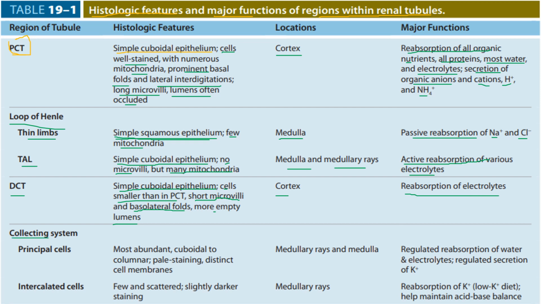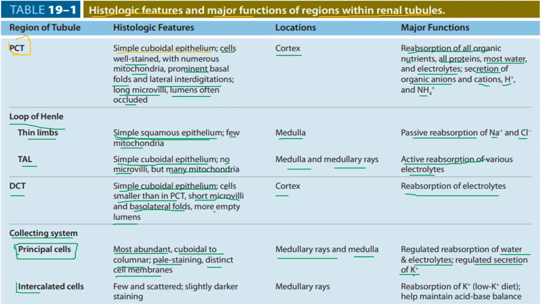Now we'll talk about the collecting system. It has principal cells, which are most abundant, cuboidal to columnar, pale staining, with a distinct cell membrane. They are present in the medullary rays and medulla. They regulate reabsorption of water and electrolytes and regulate secretion of potassium. P for principal, P for potassium. So you can remember that.